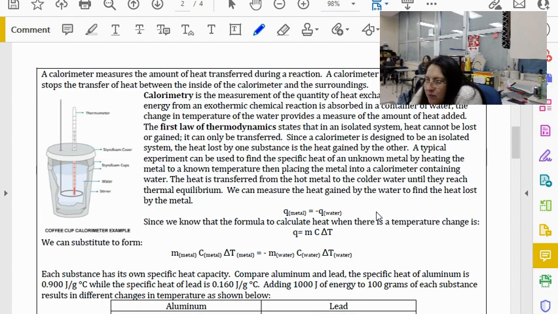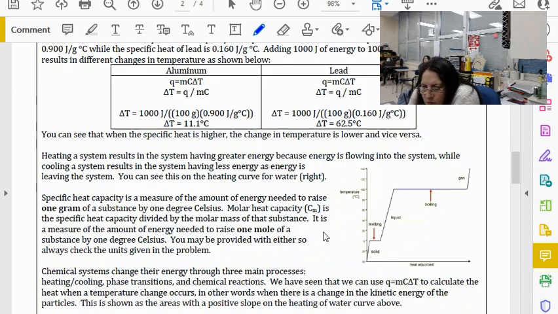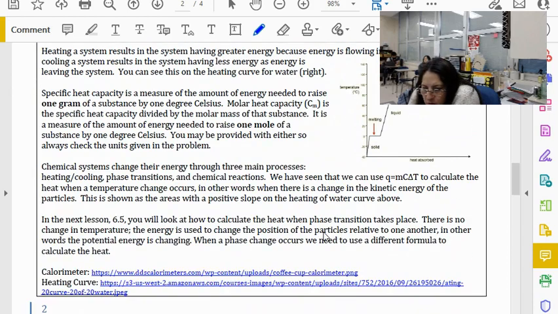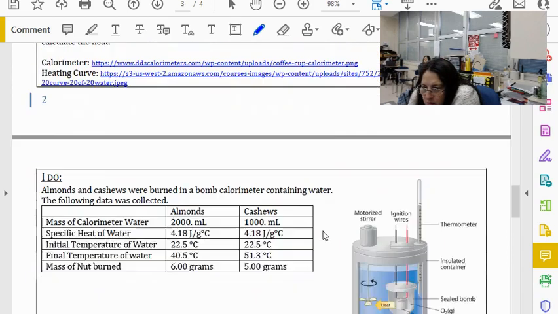Okay, they have fancier calorimeters. Do we talk about that later on here? Yeah, doesn't it look quite blue? No.